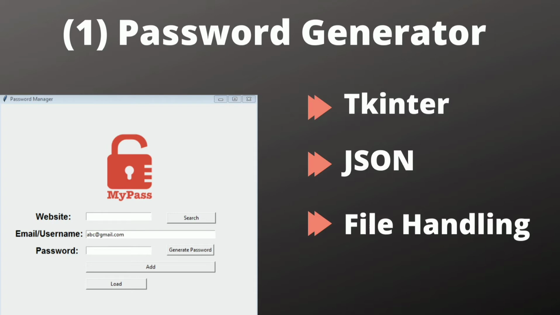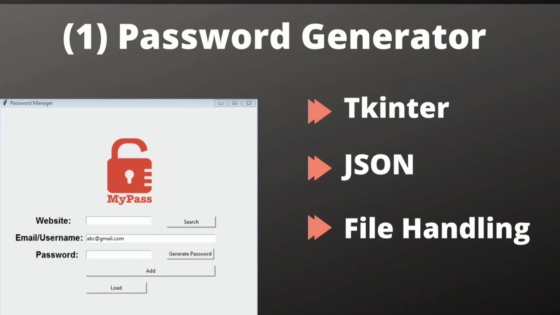So I have implemented error handling in this password manager application. Error handling is basically if you leave any one of these input fields blank, then it will throw you an error, and by pressing the generate password button, it will generate a 16-digit password and it will automatically paste inside this input field. And you can also search based on your website name in your file.